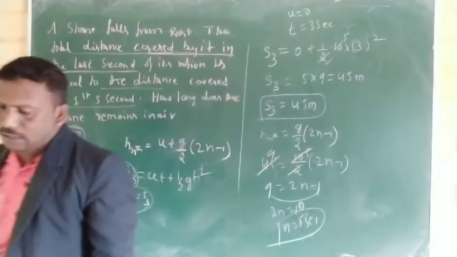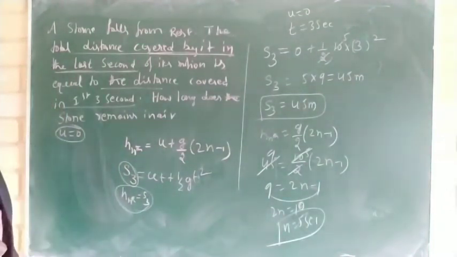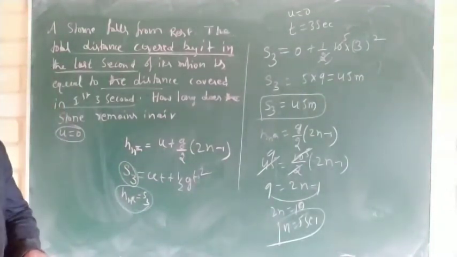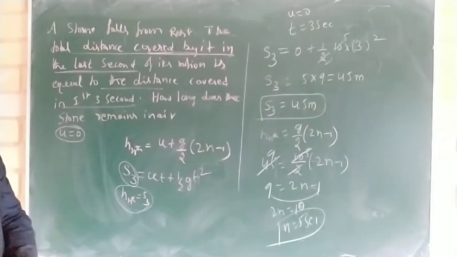Therefore, the options are: Option A is 6 seconds. Option B is 7 seconds. Option C is 4 seconds. Option D is 5 seconds. 5 seconds is the answer. n is equal to 5 seconds.